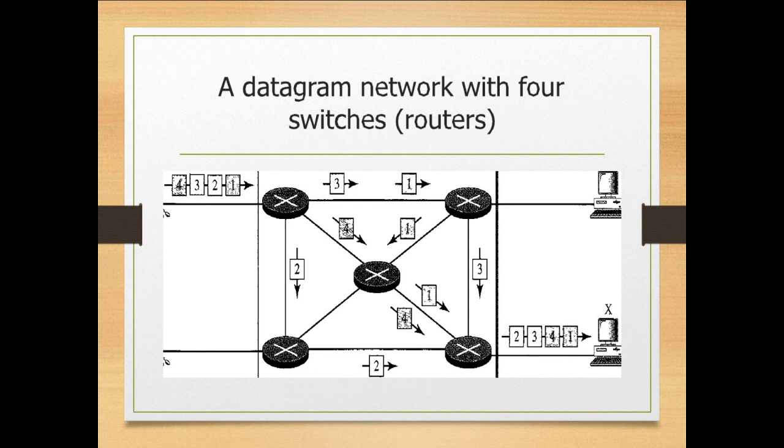We can see in X that it is reached in the order 1, 4, 3, 2, which is not the same order sent by the sender. So it is the duty of the upper layer protocols to reorder it. But we don't need to wait in the network for long, as well as it doesn't need to store huge amount of data.